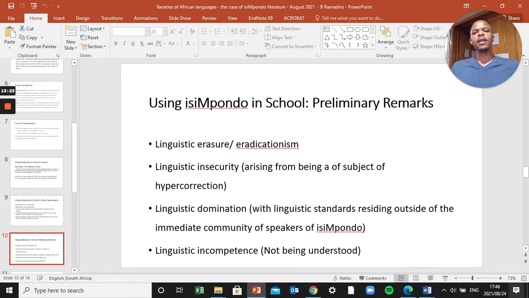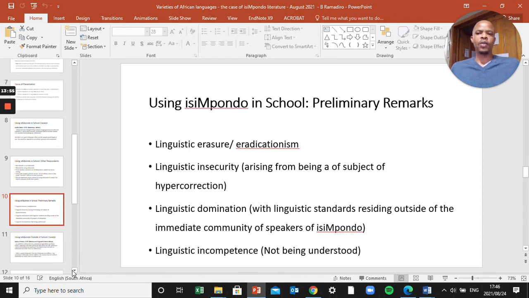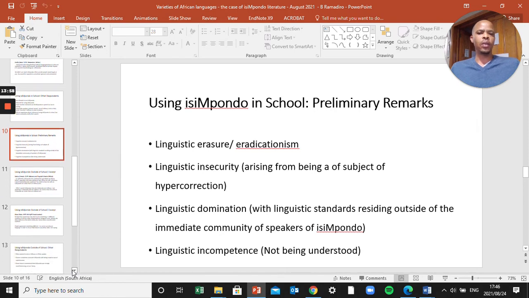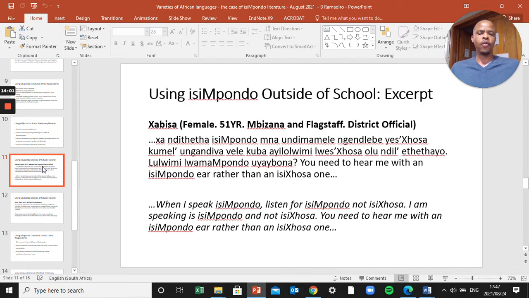But also we can see linguistic domination, where the particular variety of isiMpondo that they're speaking is seen as deviant from a norm of isiXhosa that's used actually outside of their own community. But also we could see the experience of linguistic incompetence, being made to feel that you are not speaking proper language constantly. And as you can imagine, this has many consequences for speakers.